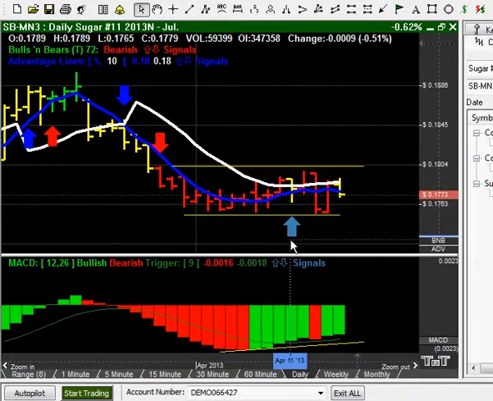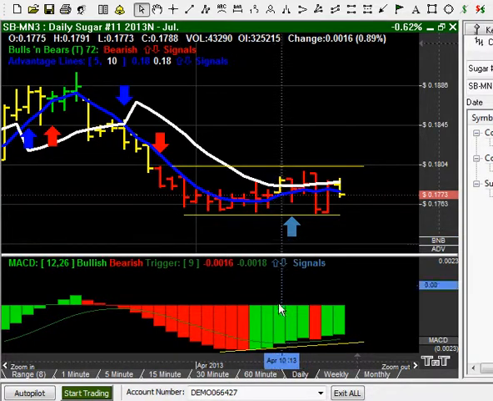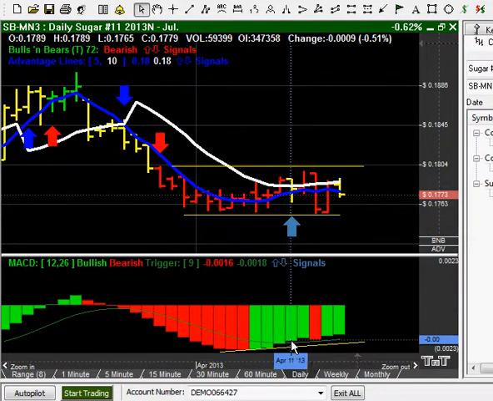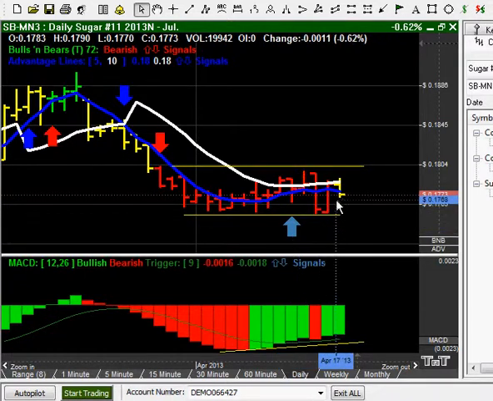Now where it gets that buy signal is basically when it crosses. See how the signal line down here, this green bar has gone above the signal line, and that's a buy signal, MACD. So everything looks good for sugar to trade higher. If the advantage lines cross and I get a green bar in bulls and bears, we'll probably be going long sugar in the premium newsletter.